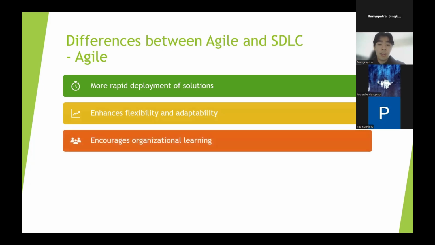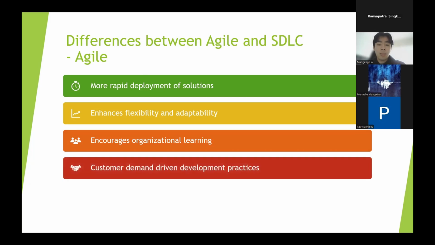Next, it encourages organizational learning. Agile teams frequently evaluate their performances through regular retrospectives. This promotes a culture of continuous improvement where lessons learned are immediately applied to the next sprint rather than waiting until the end of the project.